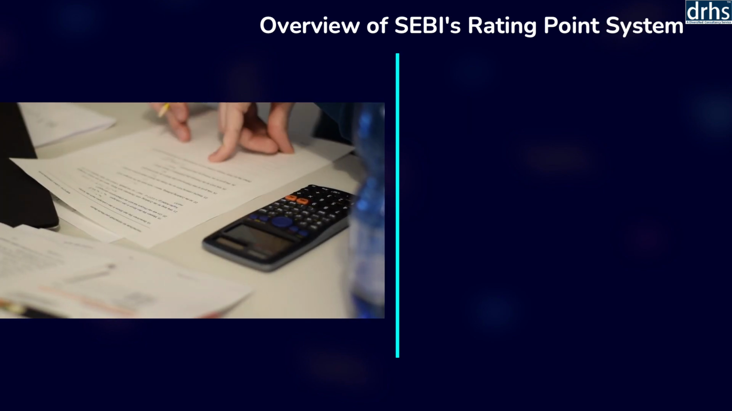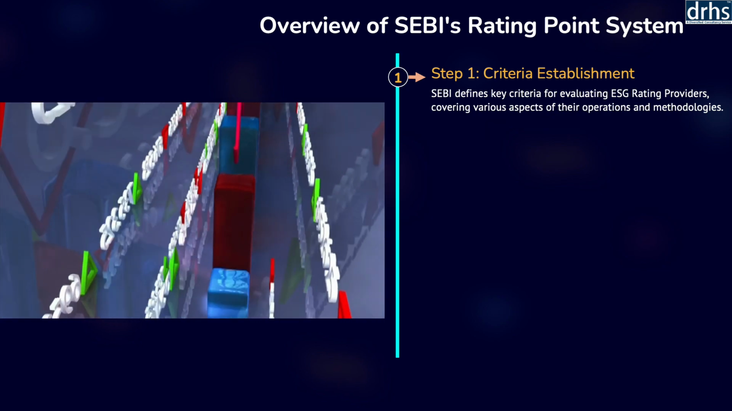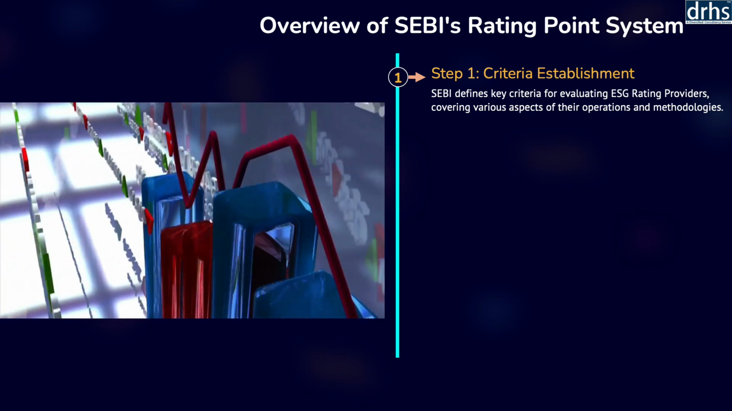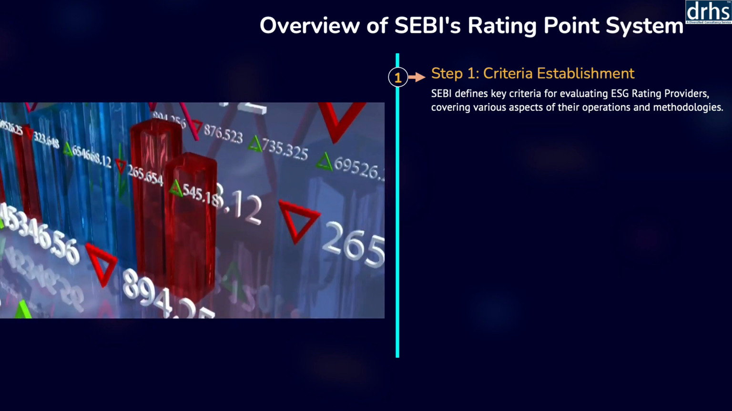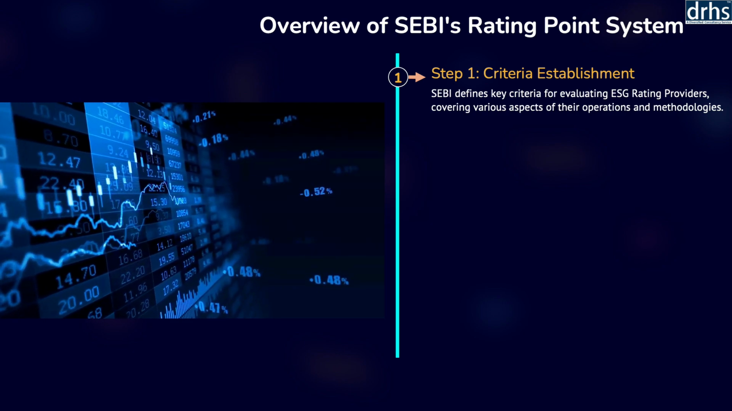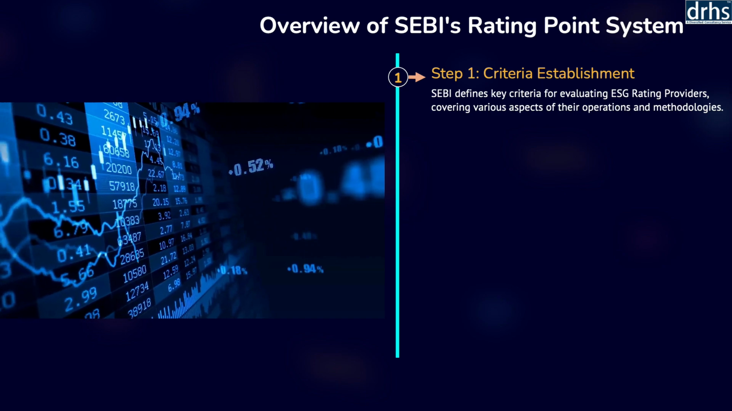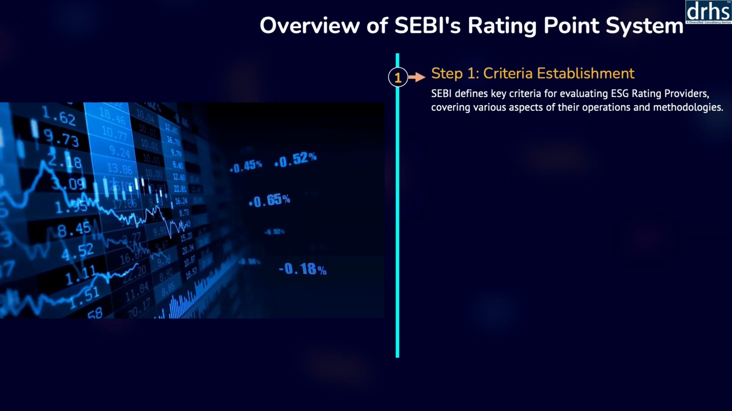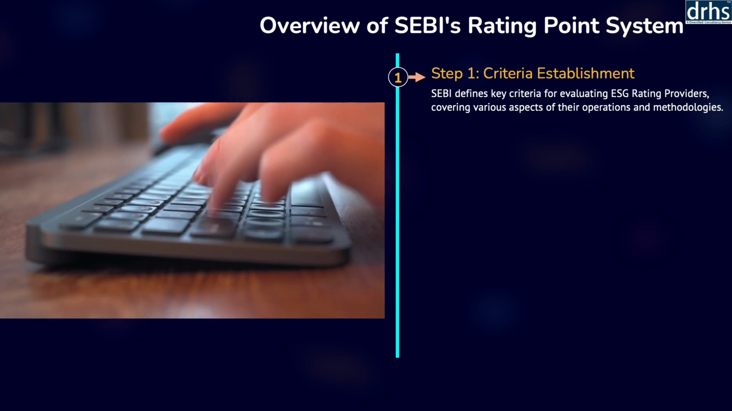The first is related to criteria establishment. SEBI has established a set of criteria that covers various aspects of an ERP's operations and methodology. These criteria are grouped into several categories, which may include governance and independence, transparency and disclosure, methodology robustness, data quality and verification, analytical rigor, stakeholder engagement, etc. One must note that each category contains specific criteria that reflect best practices in ESG rating.